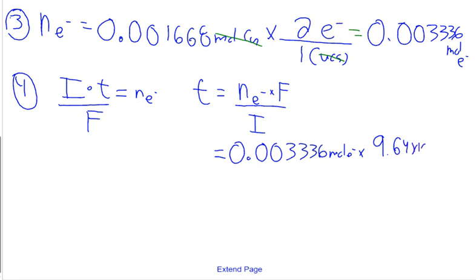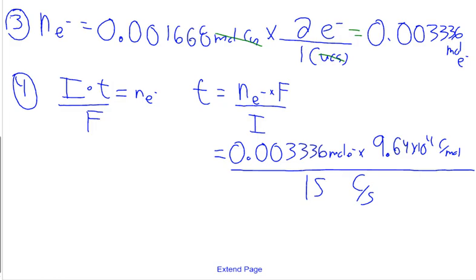Not a number we use a lot, so not many have memorized it. That is how many coulombs are in a mole. And then last, we need to divide that by the current. Now the current needs to be in amps. Now an amp just means a coulomb per second. Watch if you're given milliamps. You'd have to get rid of the milli, divide by 1,000. We have 15 amps or 15 coulombs per second.